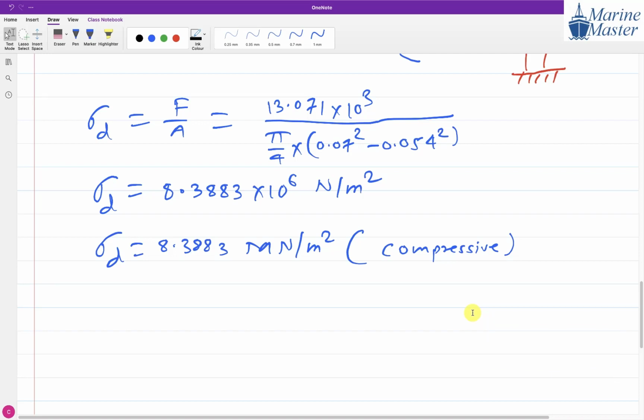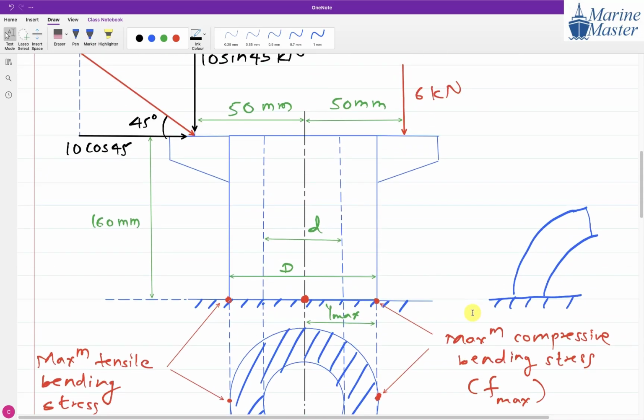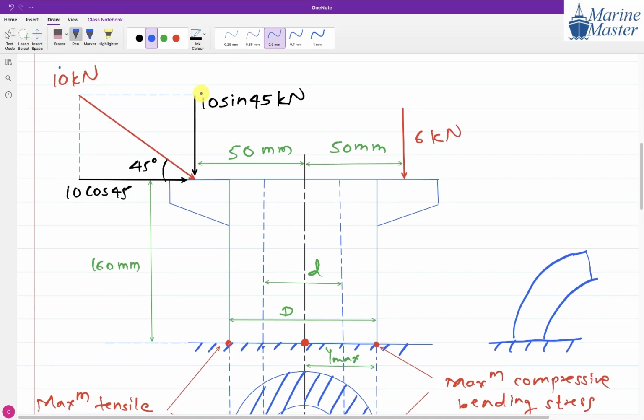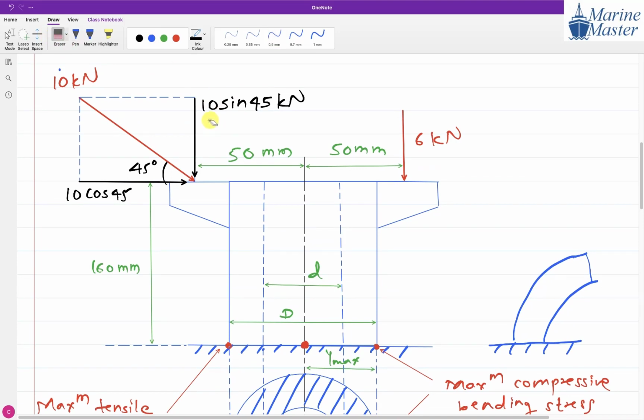Sir, as the horizontal component F of x is horizontal, that's why we have considered that it is not going to create any compressive stress or something. See, how to identify whether any force is going to create a direct stress or not? Which force do you have to consider in your calculation?